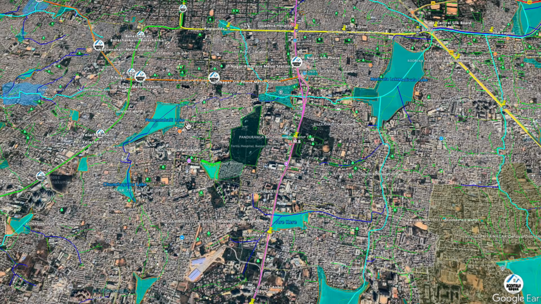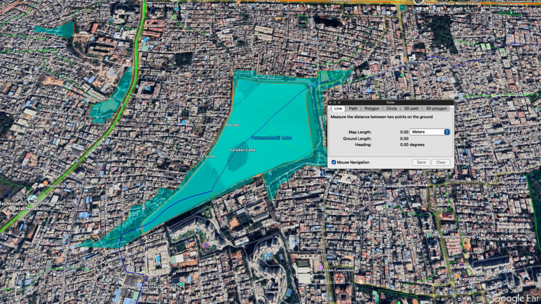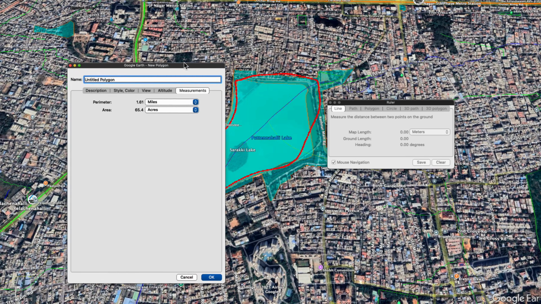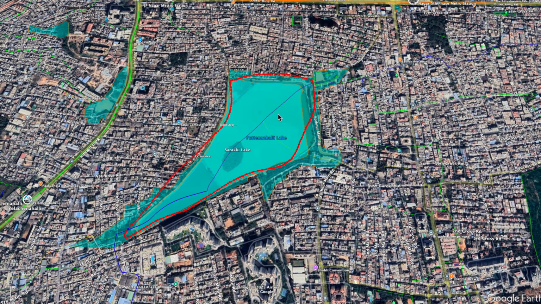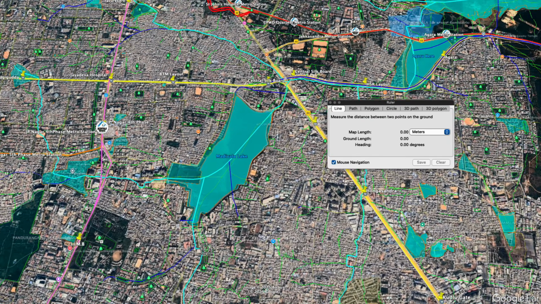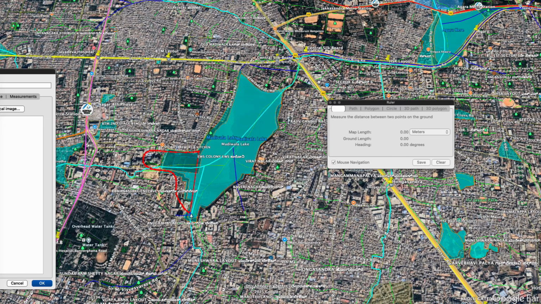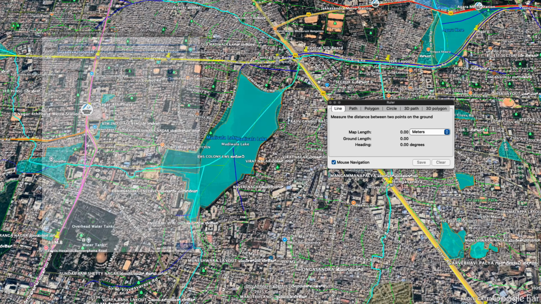Where is one more tank? Any other tank? Let us see this Putanahalli Lake. 65 acres. How much is the buffer for 65 acres? 24 meters. Okay. Let us take Madiwala Lake as an example. We extended there, so it reduces here. Let us see how much it is. 257 acres. So for this lake, you need 30 meters.